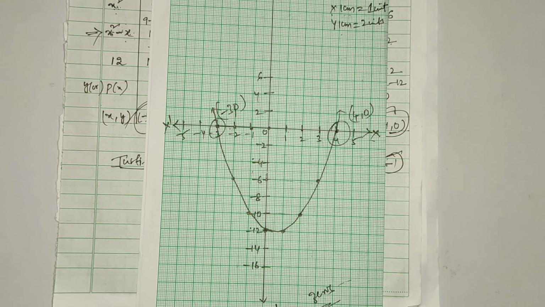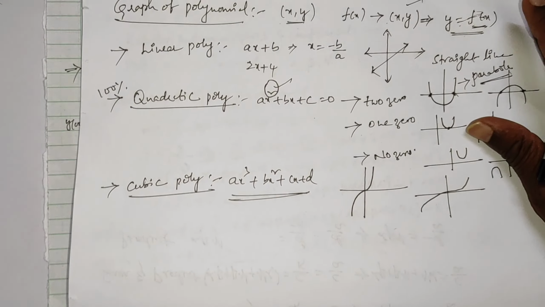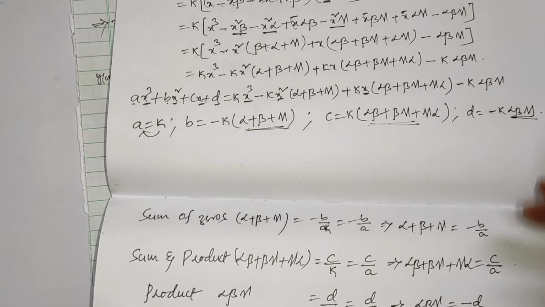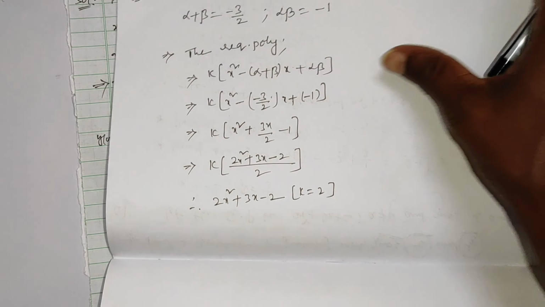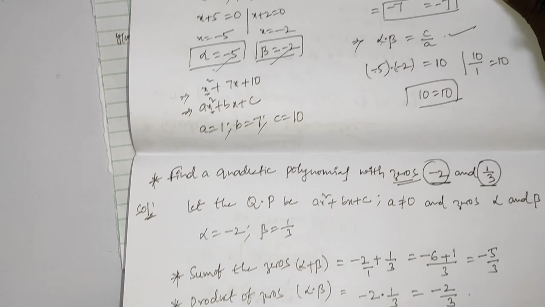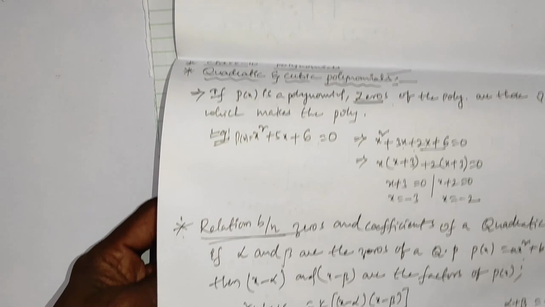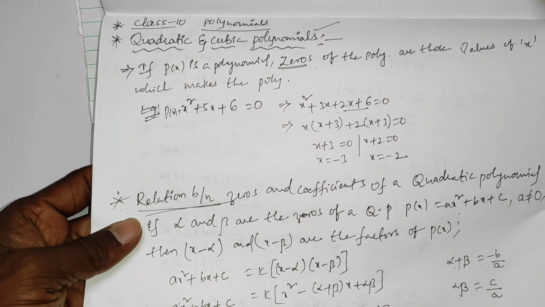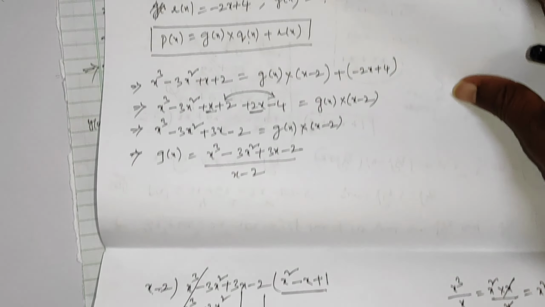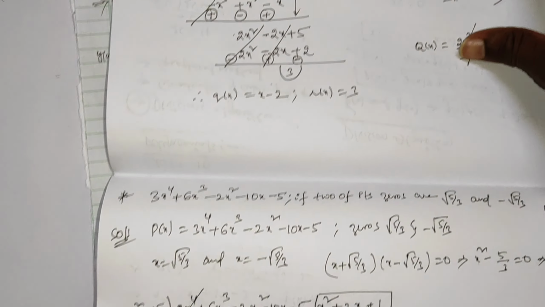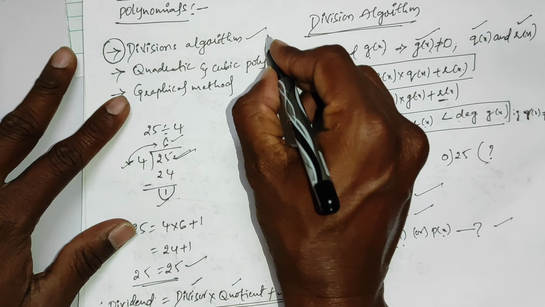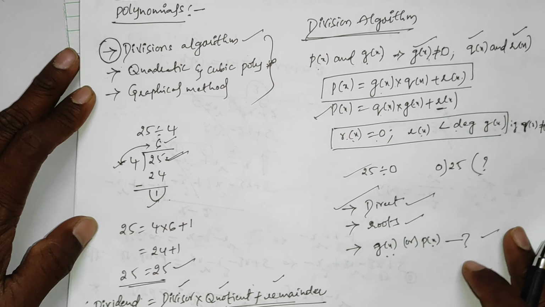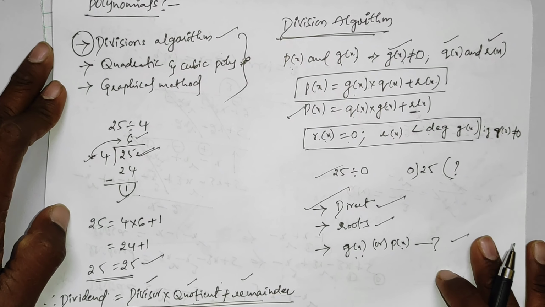Okay, now with this our topic is completed. Graph of the polynomials, cubic polynomials and relations, quadratic polynomials and how to find the quadratic polynomial, and the relation between zeros and coefficients we did in the previous class also. And in the first class we did how to do divisions in a different manner. We observed everything. Okay, so with this these 3 topics are complete. I hope you got everything. Thank you so much.